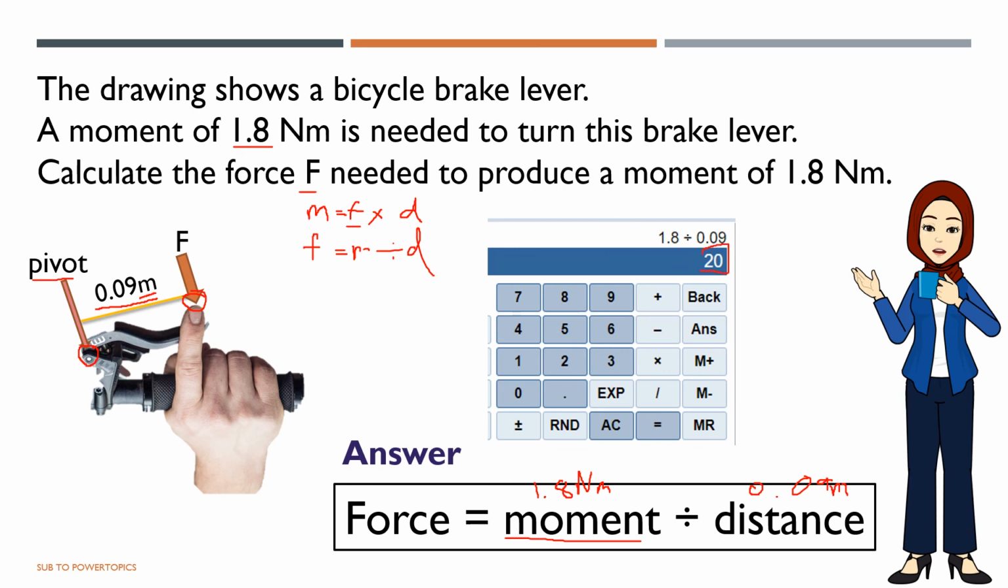So what unit must be here? I'll leave it for you guys to comment down the answer below.